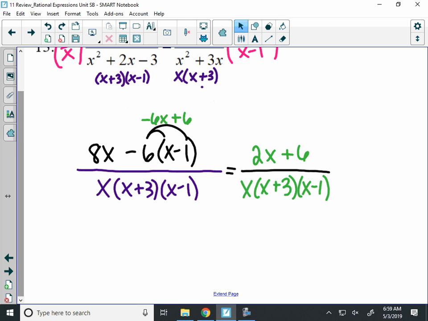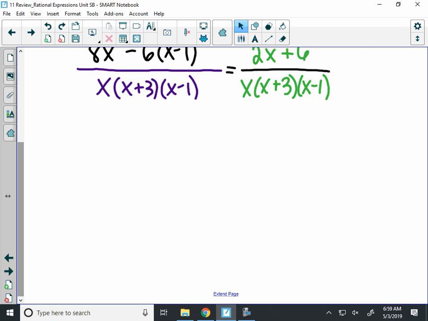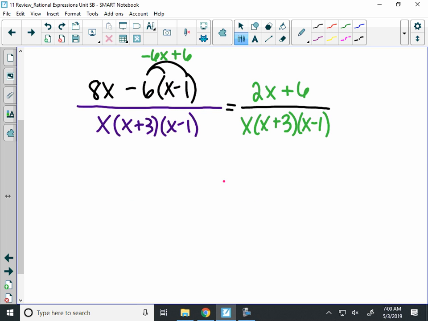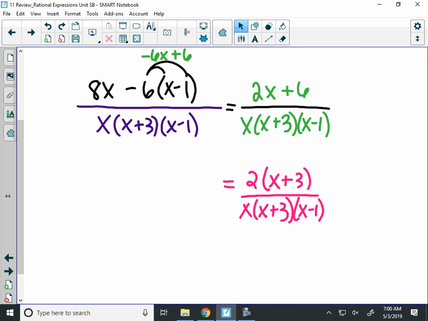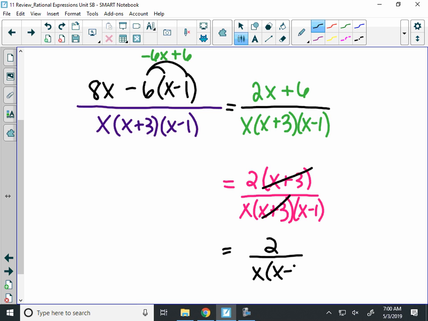I can simplify the numerator. I can factor it. Factor out a GCF of 2 to get 2 times x plus 3. And you should be able to see at least the x plus 3's are going to cancel. Go away. So my numerator is 2. The denominator is x times x minus 1. That is the fully simplified answer.